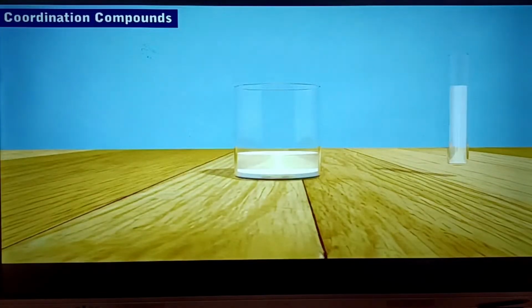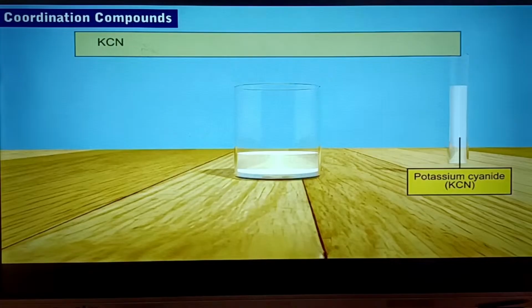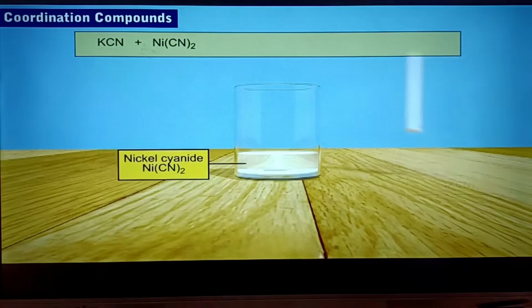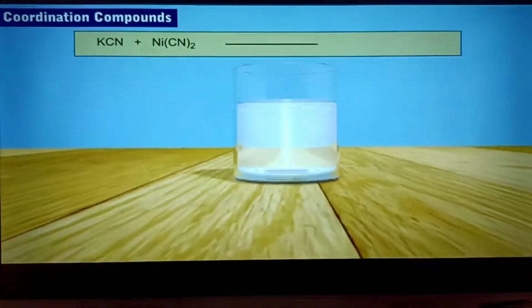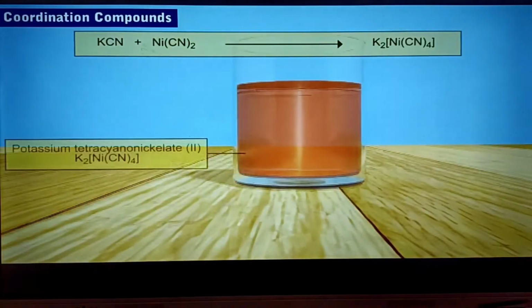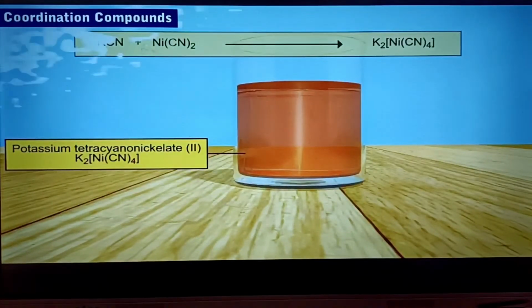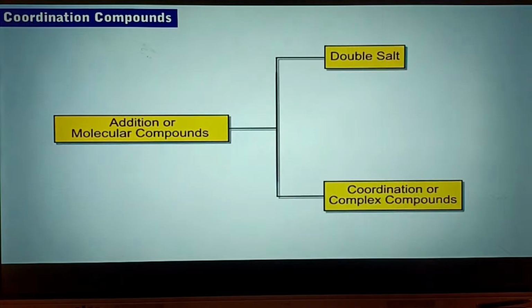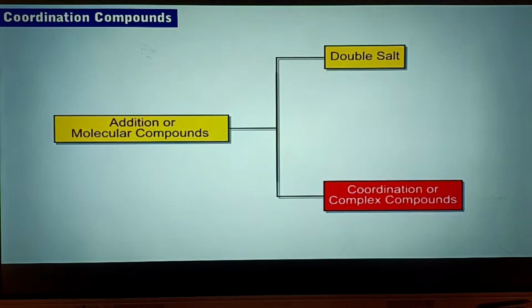Similarly, if we add a solution of potassium cyanide to a white precipitate of nickel cyanide, the precipitate immediately dissolves and a red-orange solution of a new compound is obtained. On the basis of their nature, addition or molecular compounds are divided into two categories. They are double salts and coordination or complex compounds.